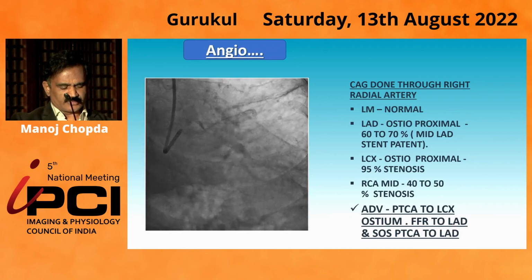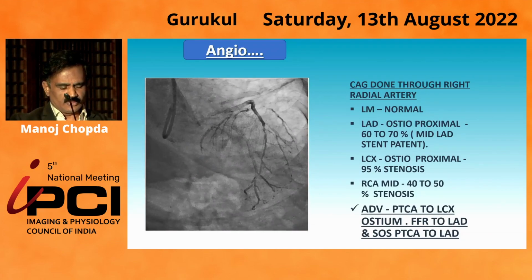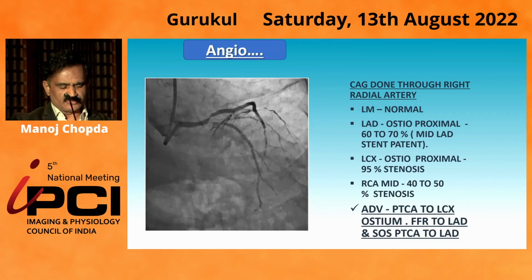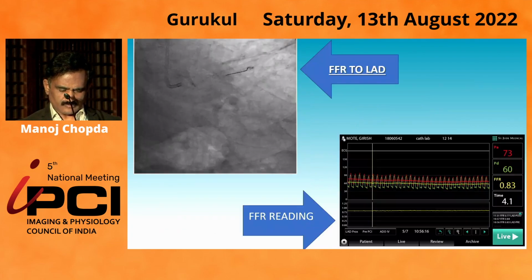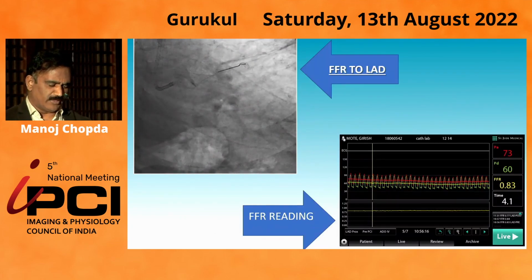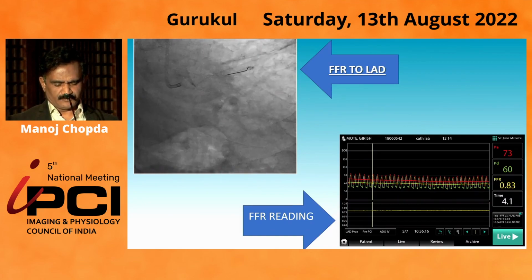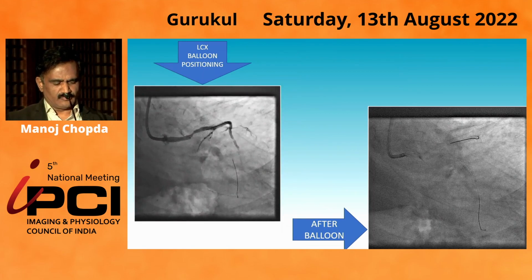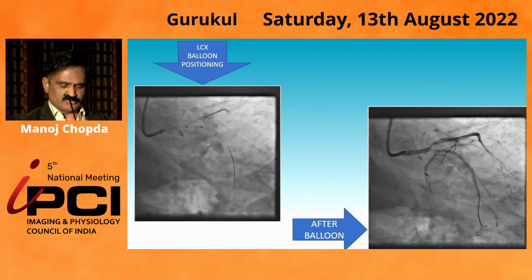And we then decided that the patient will need a PTCA to the left circumflex ostium. But again, the LAD lesion, last time also the FFR was negative. So we did an FFR to LAD, that was 0.83. So we decided that we will do an ostial stenting for the left circumflex.